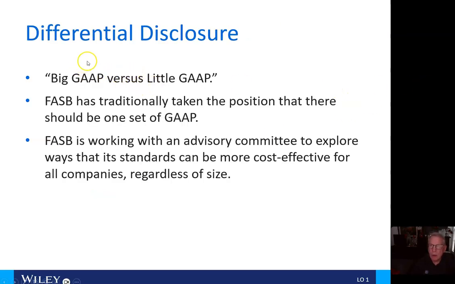All right, differential disclosures. Big gap versus little gap. Number two, FASB has traditionally taken the position that there should be only one set of generally accepted accounting principles. The FASB is working with an advisory committee to explore ways that its standards can be more cost-effective for all companies, regardless of size. So we certainly do not want two sets of generally accepted accounting principles, one for the big companies and one for the little companies.